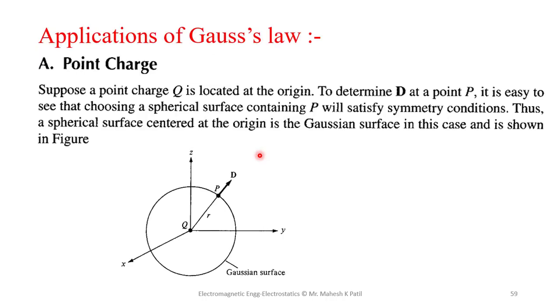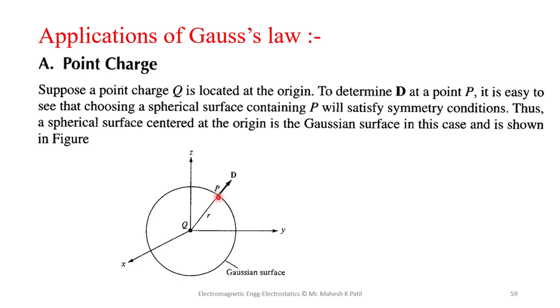Now we'll see the applications of Gauss law. There is only one application of Gauss law. It is used to calculate the field density D, that is, the electric field density value. It can be calculated for different charge configurations. First we will see the point charge. Consider a point charge Q located at the origin. Now we determine D, the electric field density, at point P.